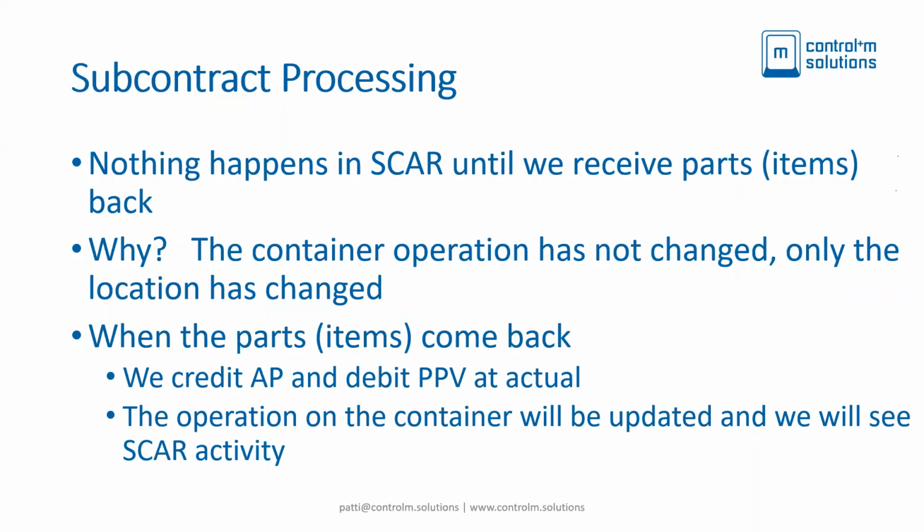But when the parts come back, this is treated like any other material receipt with a debit to PPV and a credit to AP on the receipt. And if the cost types are set up correctly, then the subcontract values will show up on the PPV report like all your other inventory purchases.